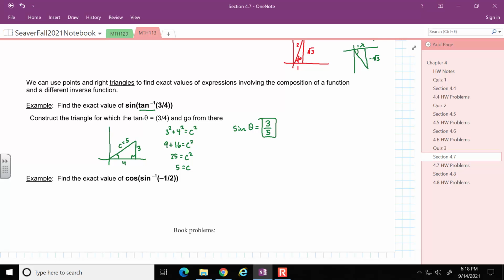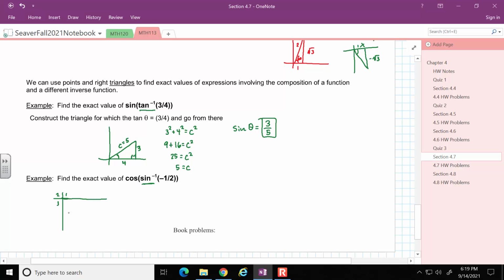Okay? So let's look at the next one. It says find the exact value of cosine of inverse sine of -1/2. So kind of the same situation. We have this inner function, the inverse sine, and it can only give me a value between negative pi halves and pi halves. So what quadrant do you think this angle is going to be in? It is in the fourth quadrant.